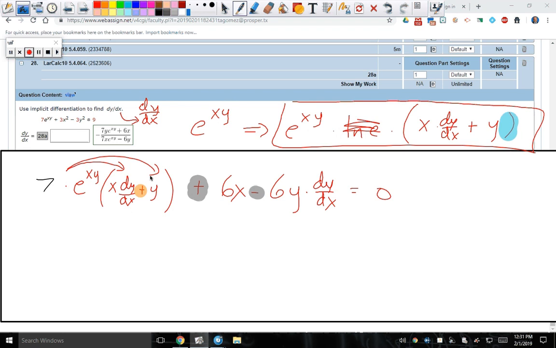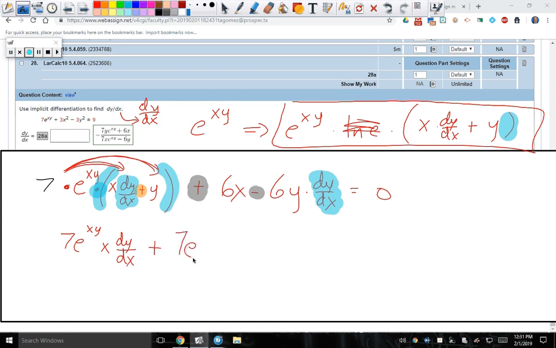Okay? So when you see two dy/dx's like this, if they were already outside of a parenthetic multiplicative piece, yeah, you just combine like terms, be done with it. But because of this, I have two dy/dx's. The strategy is to distribute this first and then GCF later. Okay, here we go. So we have 7 e to the xy times x dy/dx plus 7 e to the xy times y plus 6x minus 6y dy/dx is equal to 0.